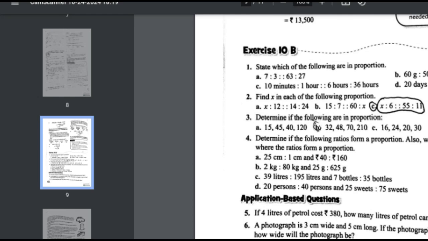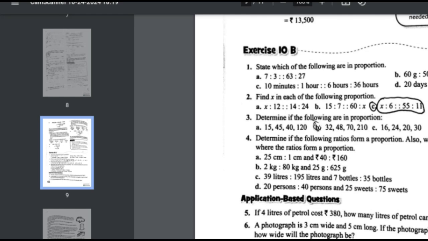Now I will start these application based problems. If 4 liters of petrol cost 380 rupees, how many liters of petrol can be purchased for 665 rupees? So these are ratios. 3 values are there, 1 is missing. So you can assume that the missing part is X. You can mention 4 ratio X, double ratio 380 ratio 665. Can you write it down?